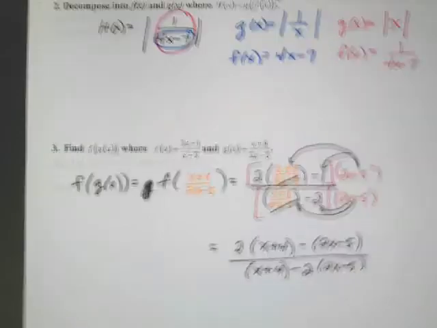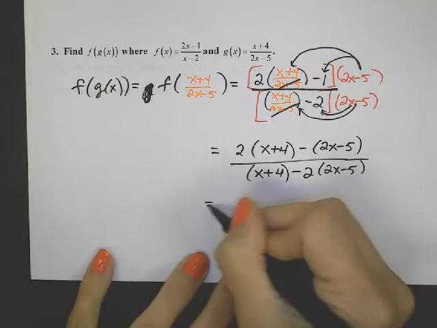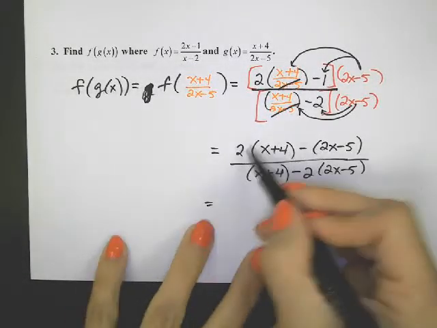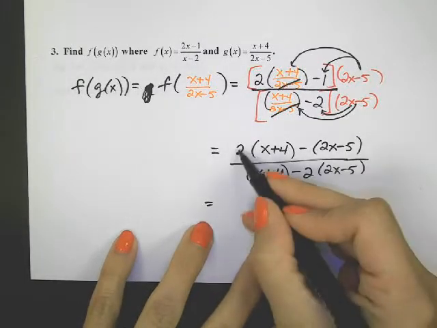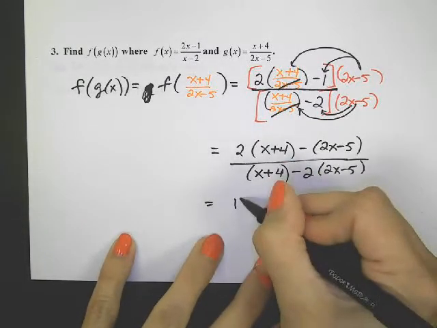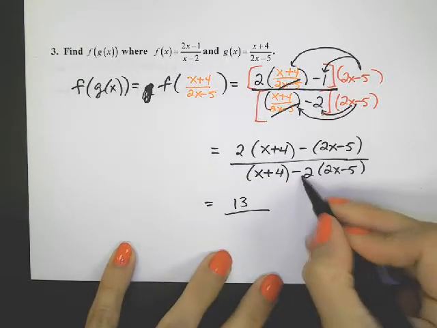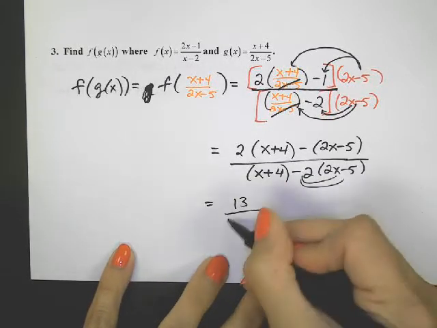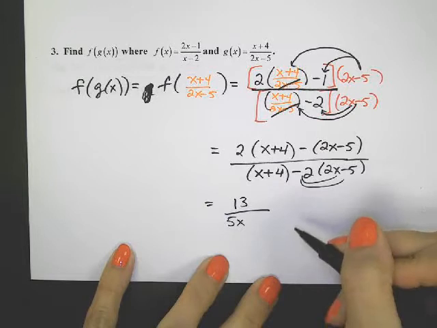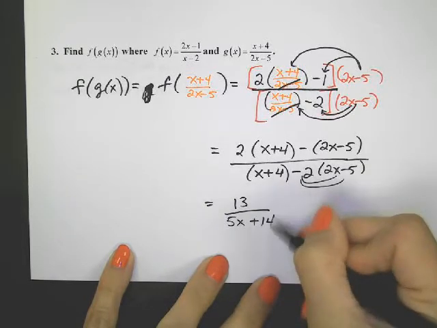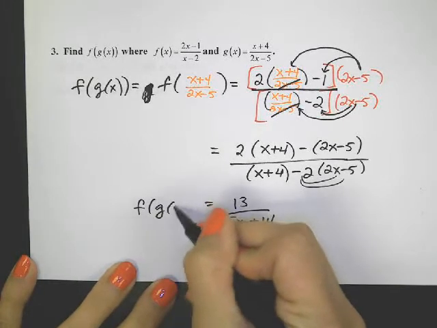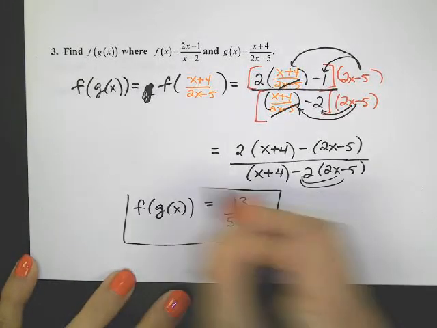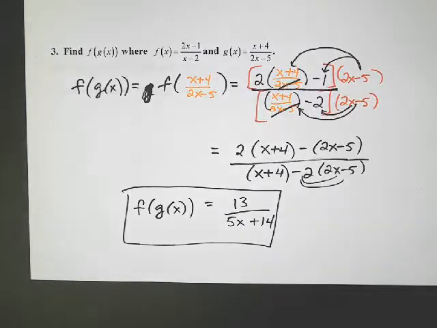And now it's just time to clean things up. Let's see, 2x minus 2x, that's going to cancel. And 8 plus 5 is 13. The denominator, distribute, is going to be 5x plus 14. And I want to label my answer, of course, as f of g of x. So there's just a little bit of review of what to do when you have those huge fractions.